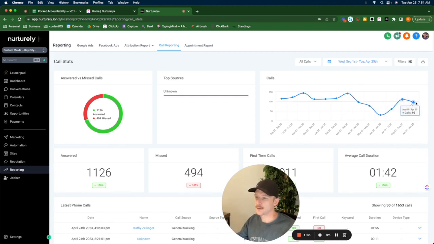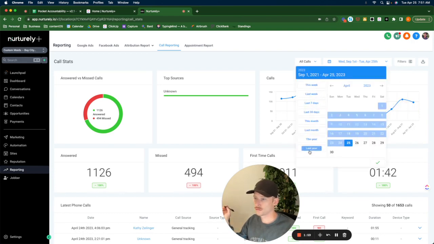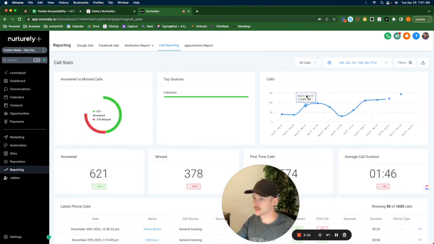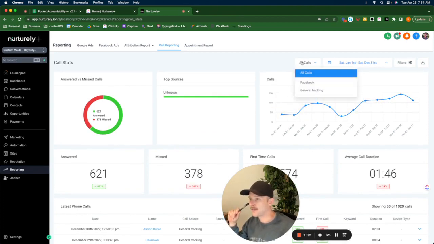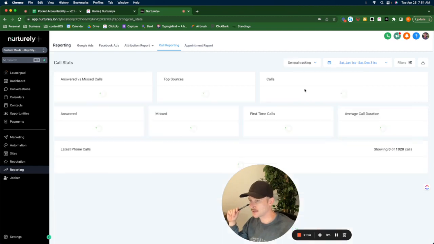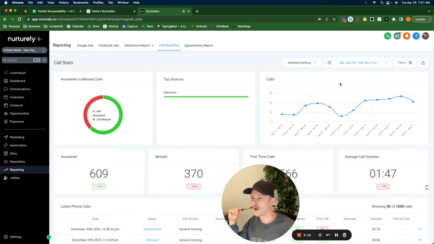Why does it go August to April? Maybe I can only show a certain amount of months. Okay, April. I just want to look at last year. 11, 26, 6, 21. Last year. Okay, so that's still there. So I have two numbers. This is the general tracking last year.